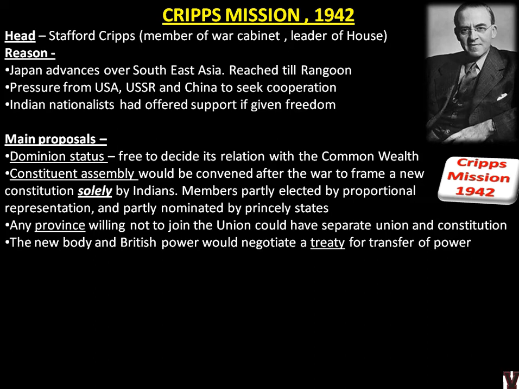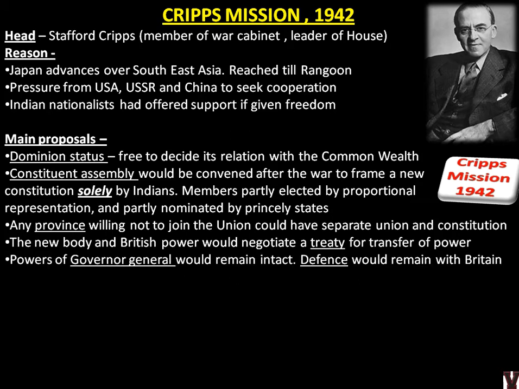So the new Constituent Assembly, whichever is formed by the Indians and the British, would negotiate a treaty for the official transfer of power from Britain to India. But the condition was the powers of the Governor General would remain intact and defense would also remain with Britain. So if defense itself is with the British, then what is the point of getting independence? The whole international boundary and everything would be under the charge of the British. So obviously this did not do any good.